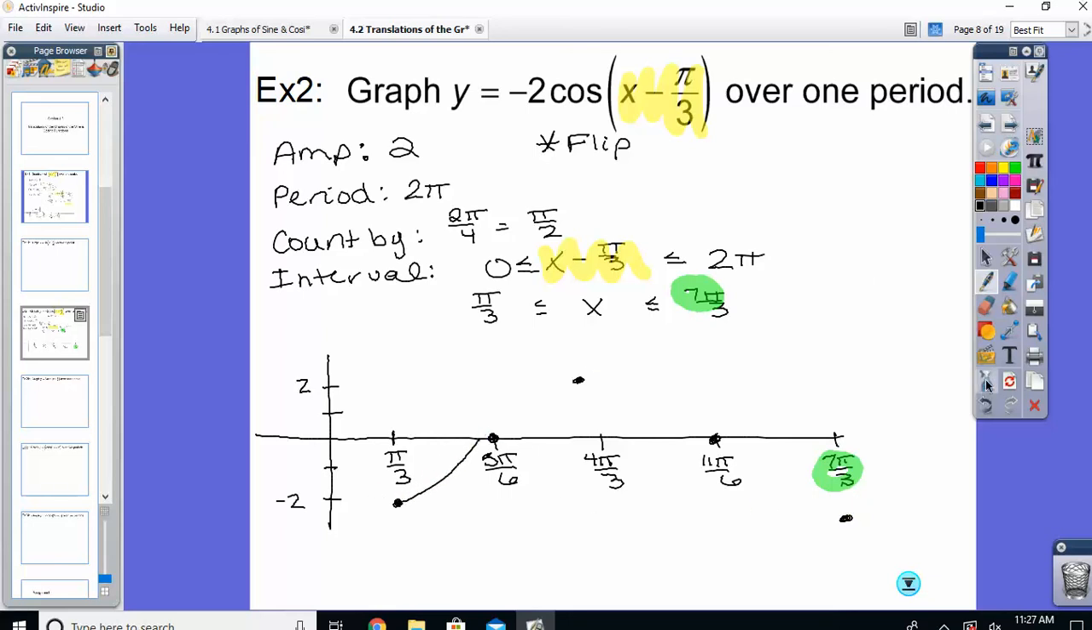Make sure your points are spaced evenly. Otherwise, your graph will come out looking funny. So keep in mind, it's not that cosine doesn't exist before pi over 3, it's just that we only graph one period of it. But it would extend and keep going in both directions.